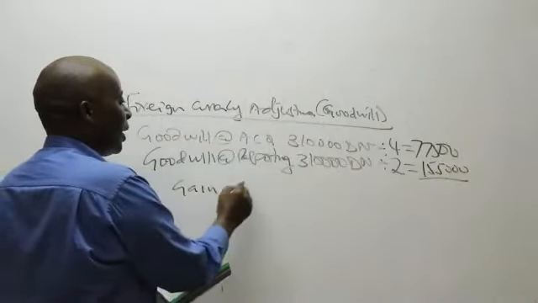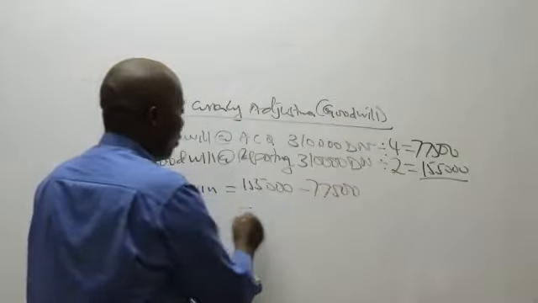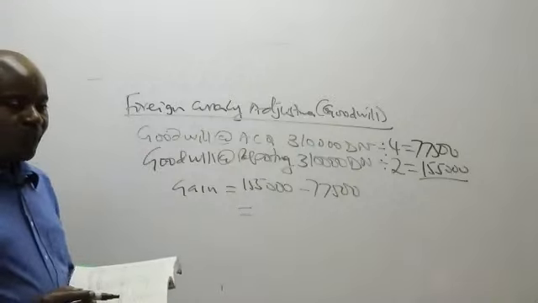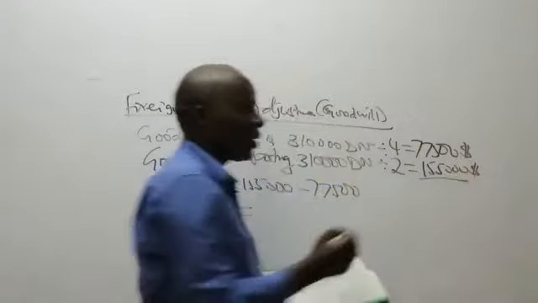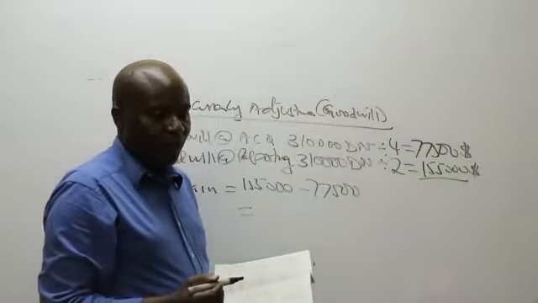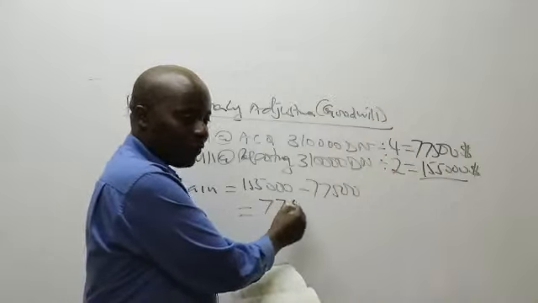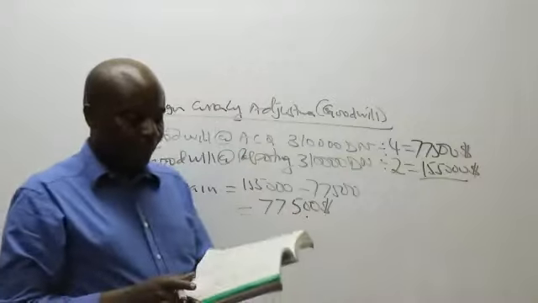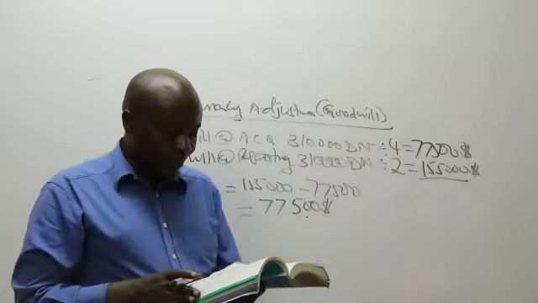The gain will be 155,000 minus 77,500, which will end up giving me what figure, somebody there? USD, yes. This is now US dollars. So they say it is $77,500. What should we do with this gain?